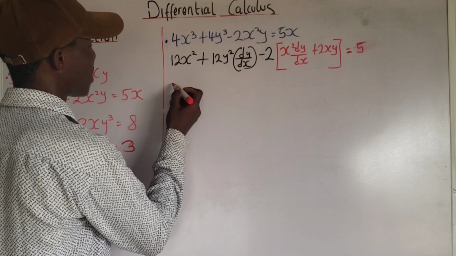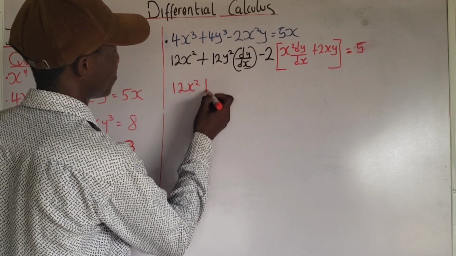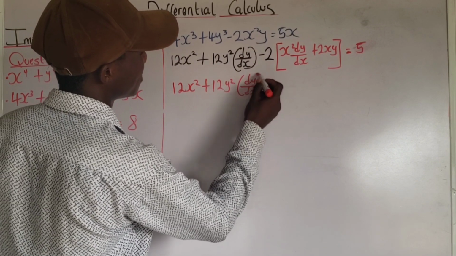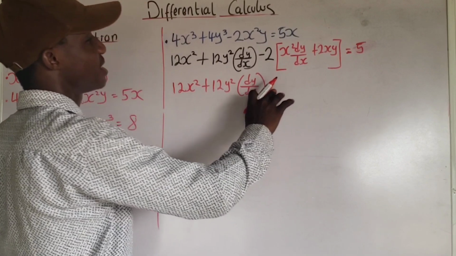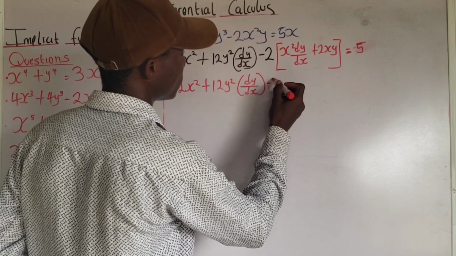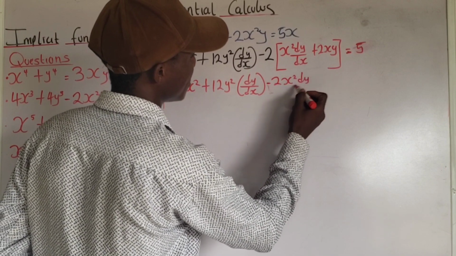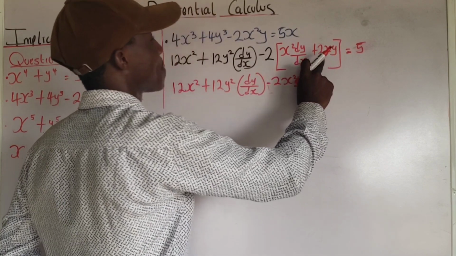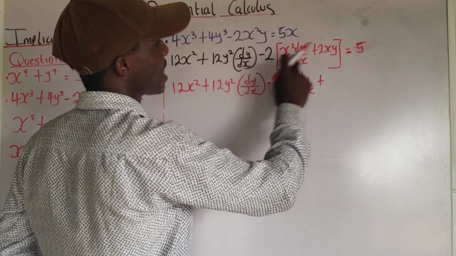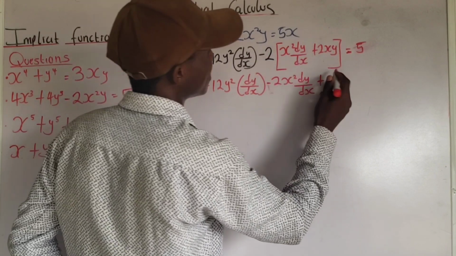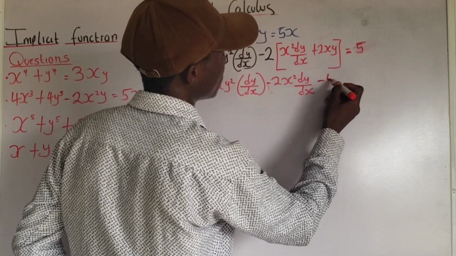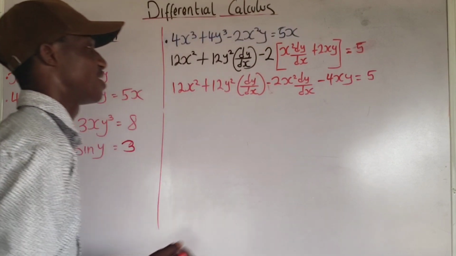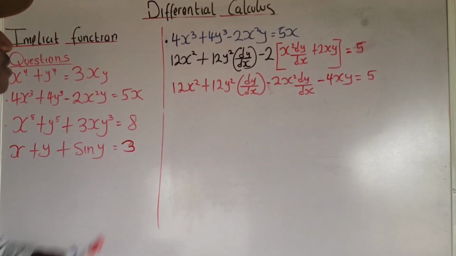Okay, here I'm going to have 12x squared plus 12y squared dy over dx is equal to, okay, minus negative 2 times x squared dy dx, that is negative 2x squared dy dx, plus negative 2 times positive 2xy, that is negative 4xy equals 5. Okay, now the next step is that you have to collect like terms.